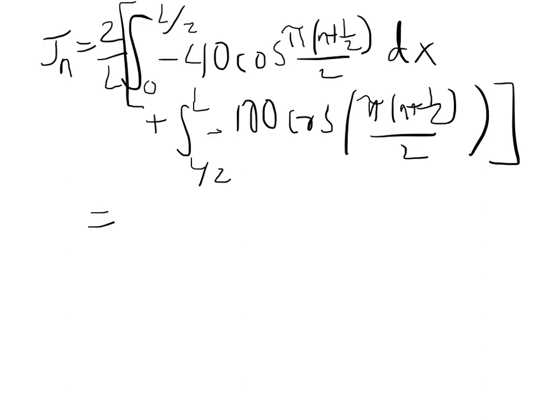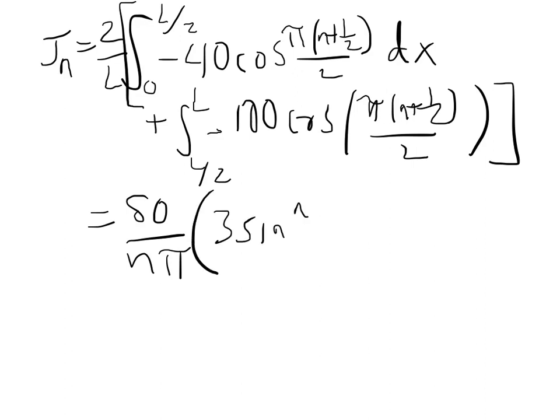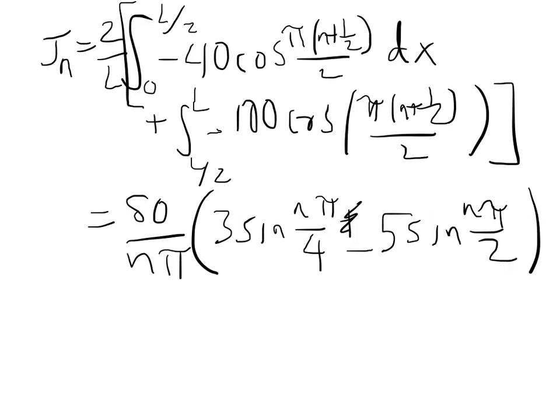And as it is, if you do the math out, it's a pretty simple integral, and that simplifies to 80 over n pi times (3 sine n pi over 4 plus, minus 5 sine n pi over 2). And this is basically your expression for Jn. And what we've shown is that even with a piecewise initial condition, it's not too tricky to do that orthogonality and find the Fourier coefficient in these separation of variable problems, even with the inhomogeneous boundary conditions.